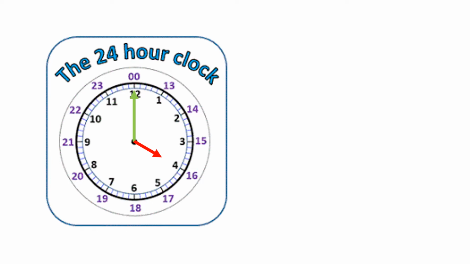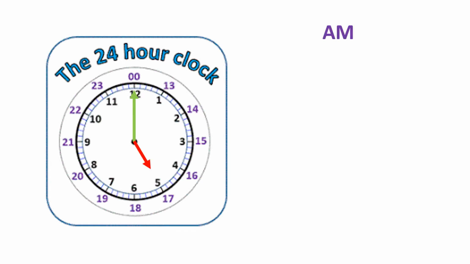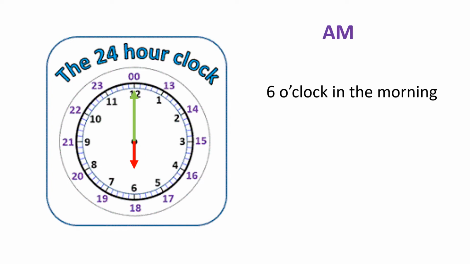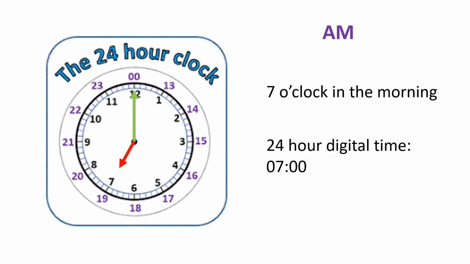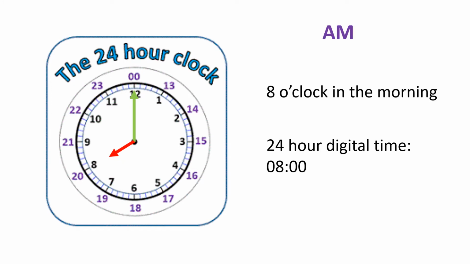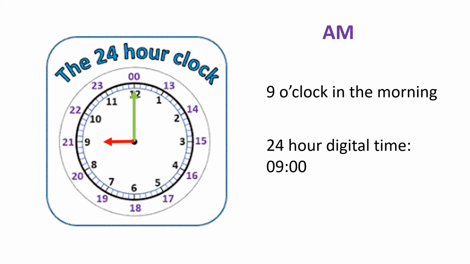And then it goes on. 4 o'clock in the morning, and that's 0400. 5 o'clock in the morning, and it's 0500. 6 o'clock in the morning, when my alarm goes off, and the 24-hour digital time is 0600. 7 o'clock in the morning, and the 24-hour time is 0700. 8 o'clock in the morning, 0800. 9 o'clock, when school starts, that is 9 o'clock in the morning, and that's 0900.